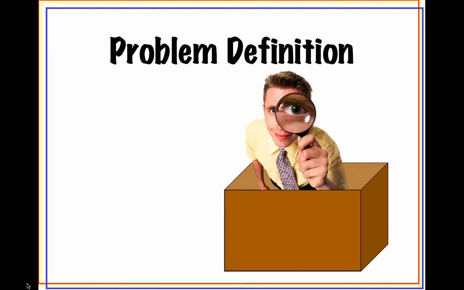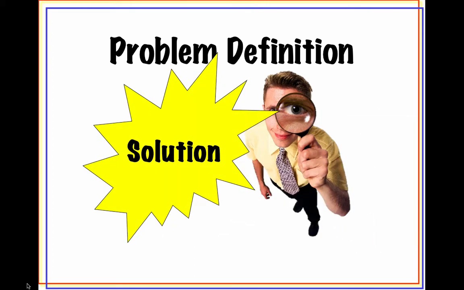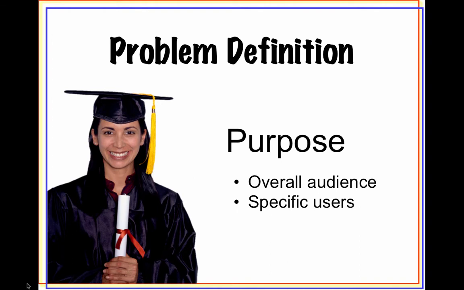First is problem definition. One of the things you want to do is step outside of the box to find the perfect solution. One way to do this is to consider what your purpose is. Think about your overall audience, as well as your specific users. What are your goals, as well as any constraints that you may have.